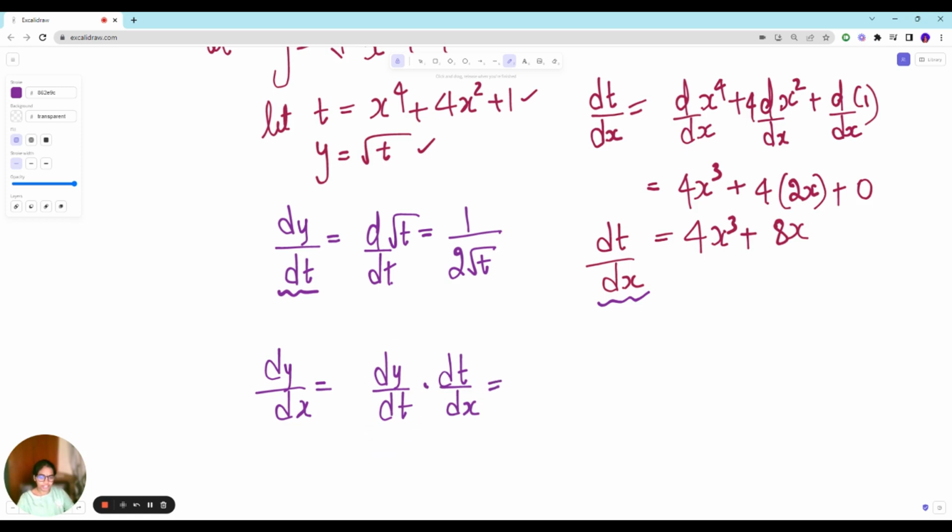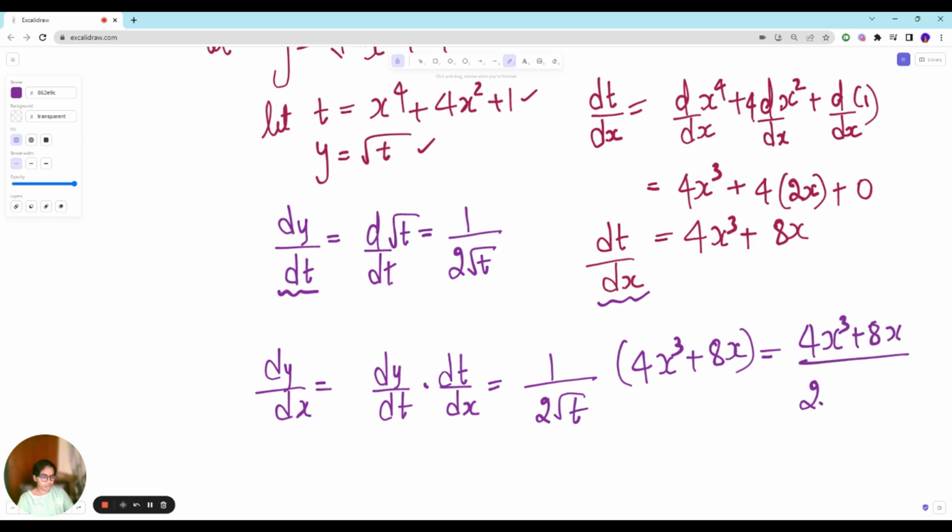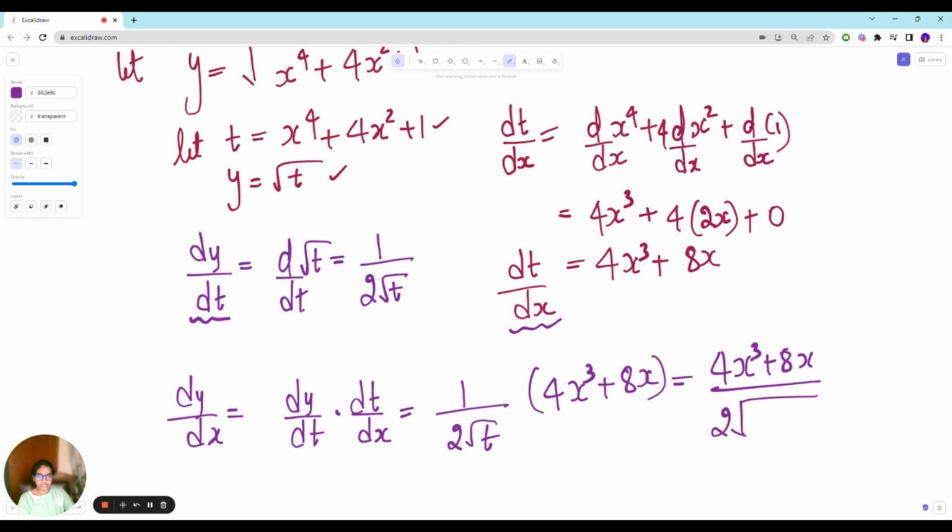What is dy by dt? dy by dt is 1 divided by 2 root t. What is dt by dx? dt by dx is 4x cube plus 8x. Now resubstitute t value. That would be 4x cube plus 8x divided by 2 square root of t, and t from here is x to the power 4 plus 4x square plus 1.